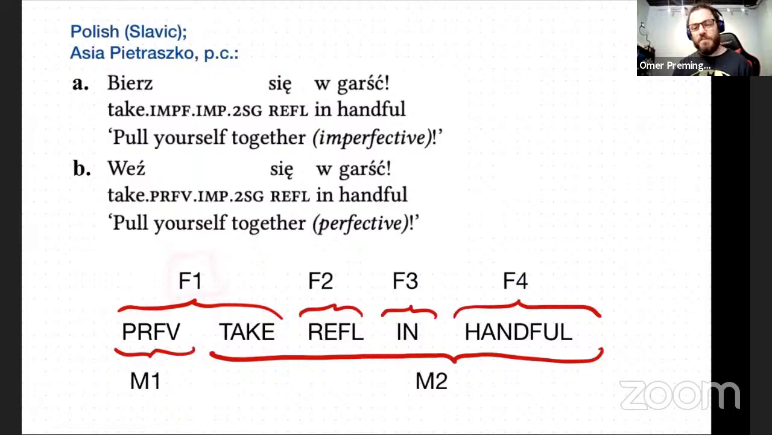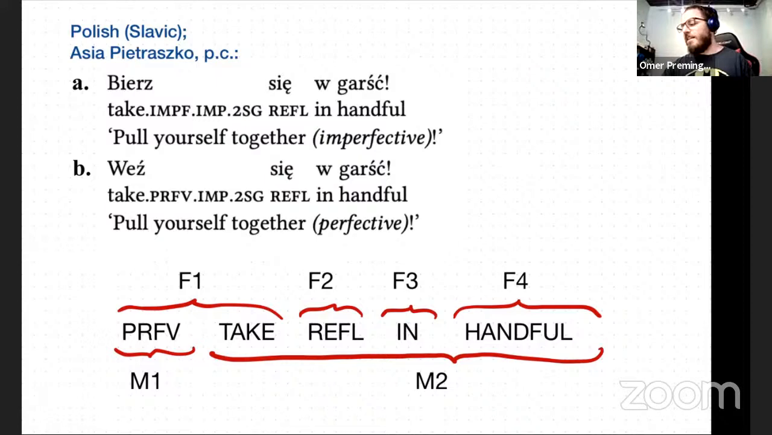Whereas the reflexive particle is mapped on as you would expect, the preposition is mapped as you would expect, and handful is mapped as you would expect. Over on the meaning side, the idiom is clearly take, reflexive take in handful, and that ends up meaning compose yourself or pull yourself together. And the meaning contribution of perfective, even in this case where there's no isolable form of perfectivity, it just changes this to this, the meaning contribution of perfective is exactly the same as it is in cases where the mapping to form is transparent. That is, perfective here doesn't mean something different than what perfective means in every other perfective sentence of Polish. So this is a lot like the English example.